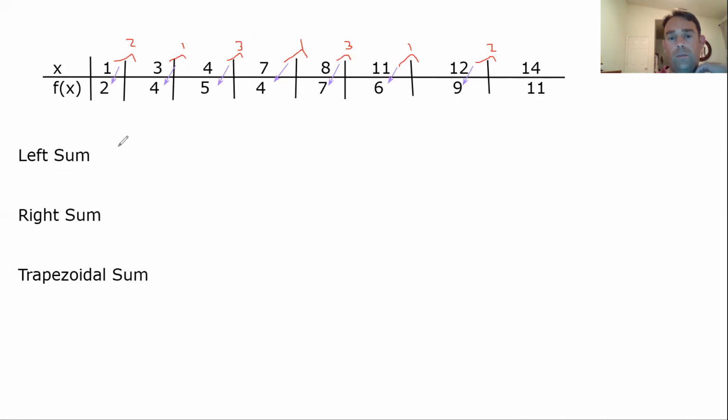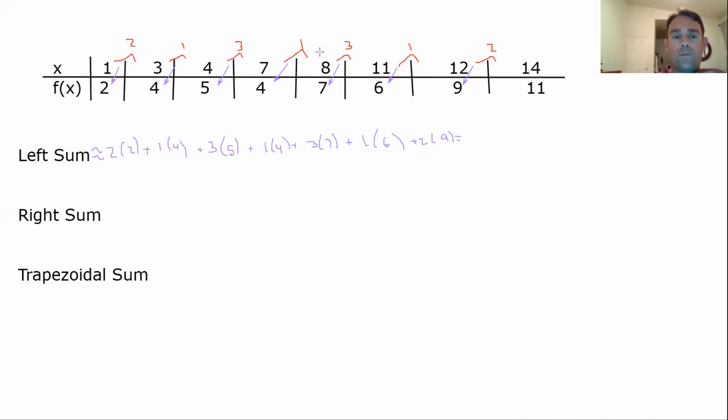There are 7 partitions. Okay. So left sum: 2 times 2, plus 1 times 4, plus 3 times 5, plus 1 times 4, plus 3 times 7, plus 1 times 6, plus 2 times 9. And plug it in your calculator and get yourself a value.